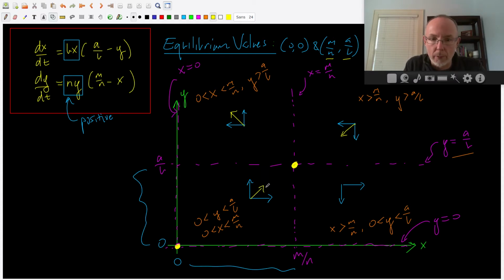This is up and to the right. This one's down and to the right. And now we've got to work out how to fit those things together. One way to do that is also to think about the special lines. Think about the line x equals m over n.